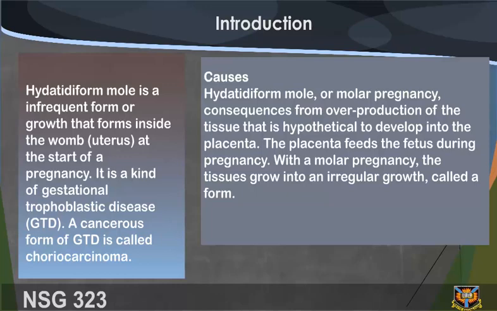Causes: hydatidiform mole, or molar pregnancy, is a consequence of overproduction of the tissue that is supposed to develop into the placenta. The placenta feeds the fetus during pregnancy. With a molar pregnancy, the tissues grow into an irregular growth called a mole.